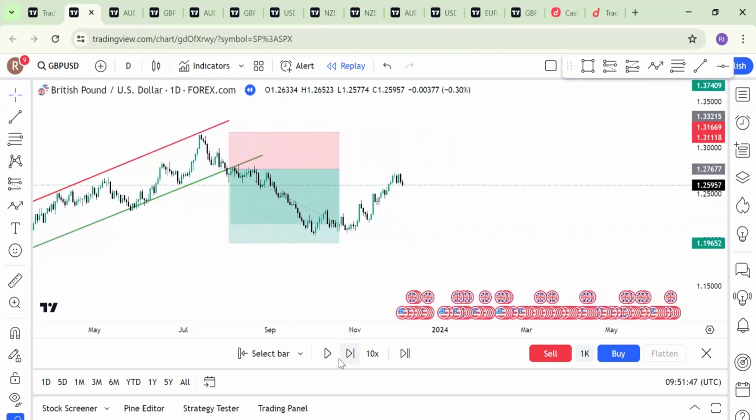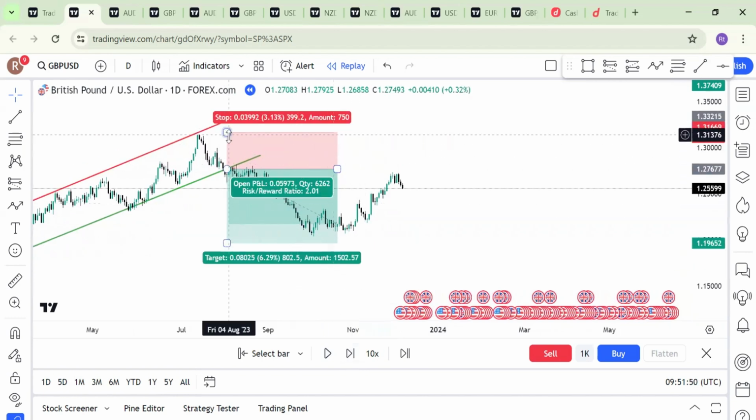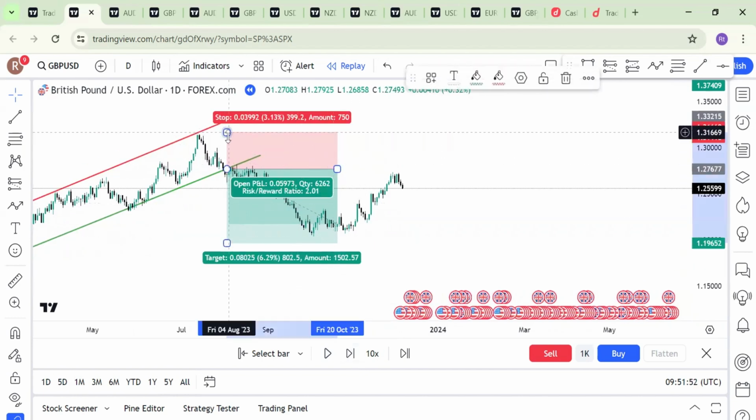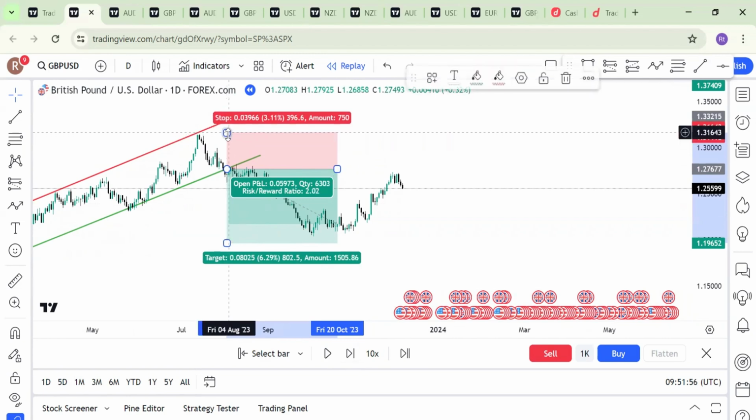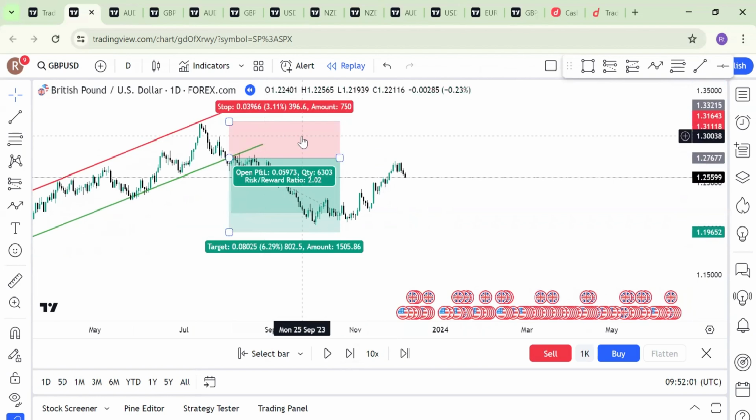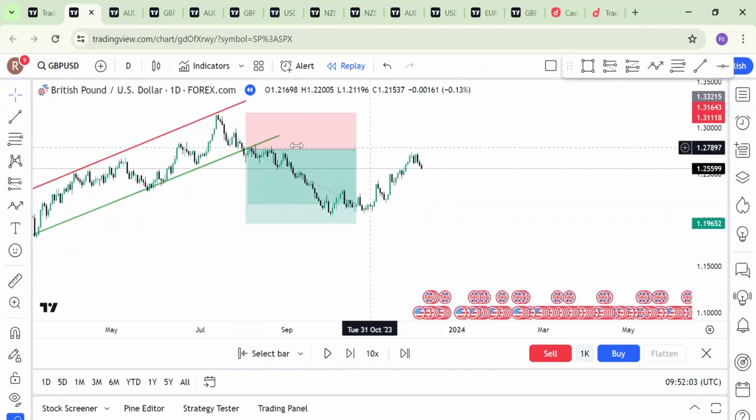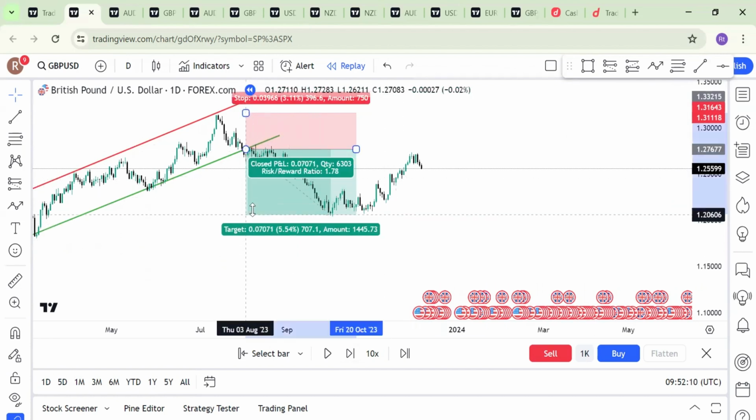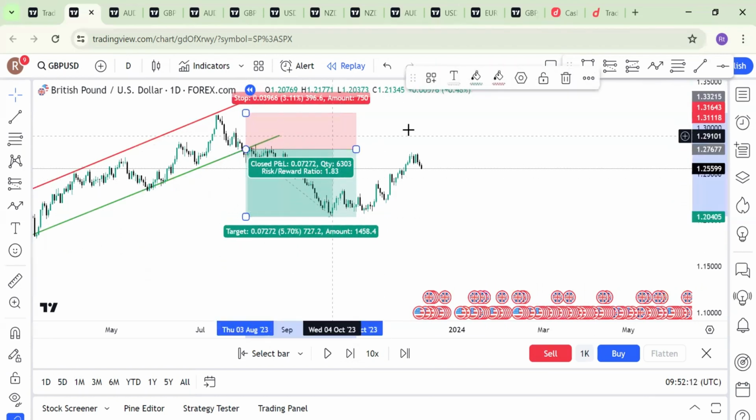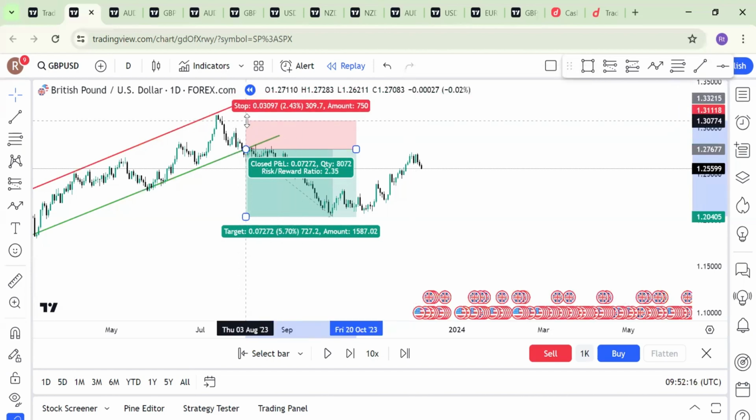You see, the market did not even give me the 1:2 anyway, but let's say I reduce my stop loss. My stop loss right here is too wide. So let's say I reduce my stop loss. You can see the market yourself. It gives me a perfect 1:2. I'm reducing my stop loss because my stop loss is too wide.